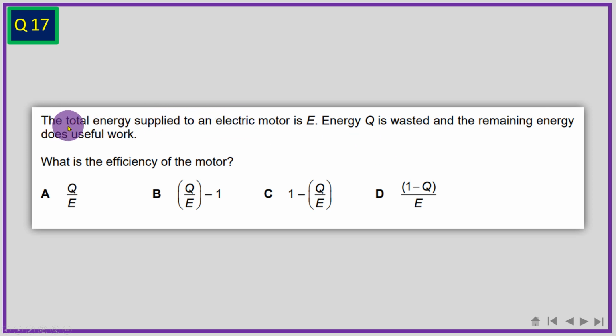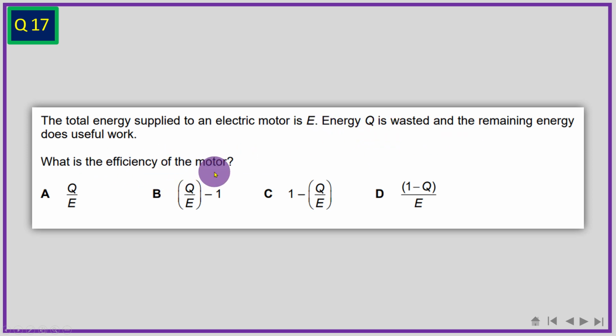In question 17, we are told that the total energy supplied to an electric motor is E, energy Q is wasted, and the remaining energy does useful work. What is the efficiency of the motor? Let's look at the physical quantities given. Total energy supplied to the electric motor. This is the energy input. Energy Q is wasted, so the useful energy will be E minus Q.